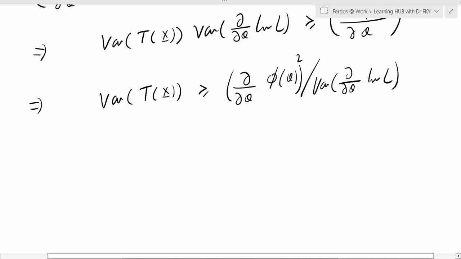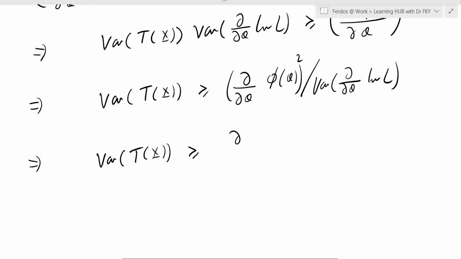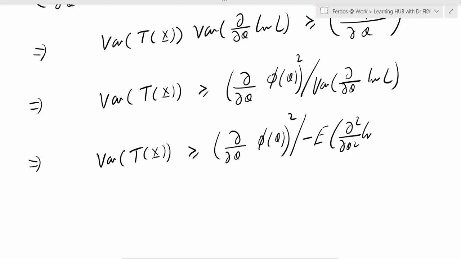Or you can see that variance of t of x is greater than or equal to the square, and by the way, remember that this is also equal to this one. This is easy to calculate: you just take the second derivative and then take the expectation. This is now the lower bound and this is proved.